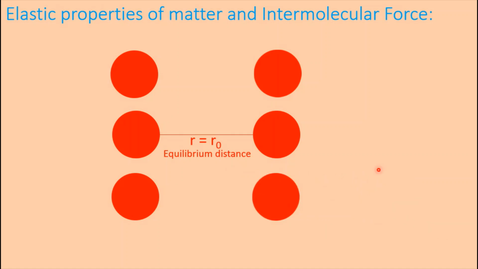This is the main cause of elastic properties of matter. If a body is expanded by an external force, an attractive force is produced between molecules. Due to this attractive force, the body will regain its original shape and size. And if a body is compressed by an external force, a repulsive force is produced between molecules, and due to this repulsive force, the body will regain its original shape and size. This is the main cause of elastic property.